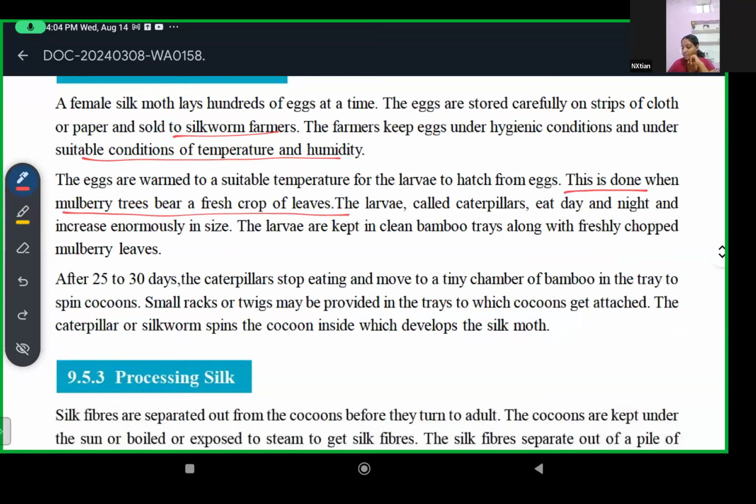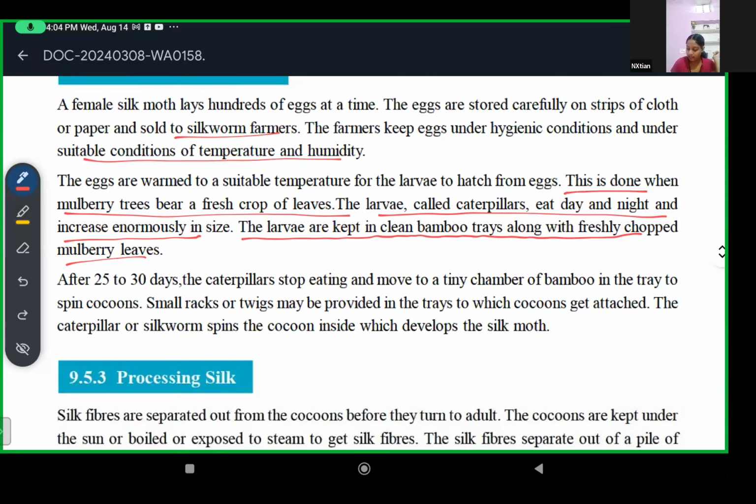The caterpillars, eating mulberry leaves day and night, increase enormously in size. They are kept in clean bamboo trays along with freshly chopped mulberry leaves, and they feed on those leaves all the time. After 25 to 30 days, the caterpillars stop eating and move to a tiny chamber of bamboo in the tray to spin the cocoon.